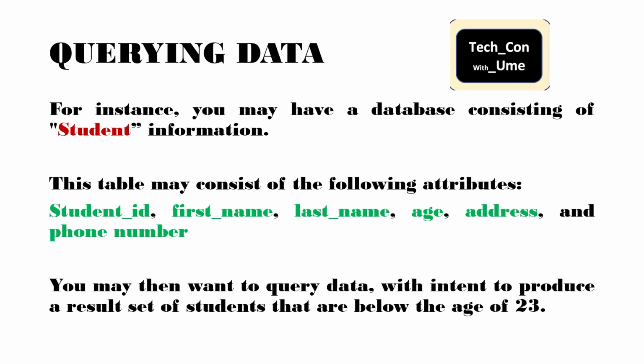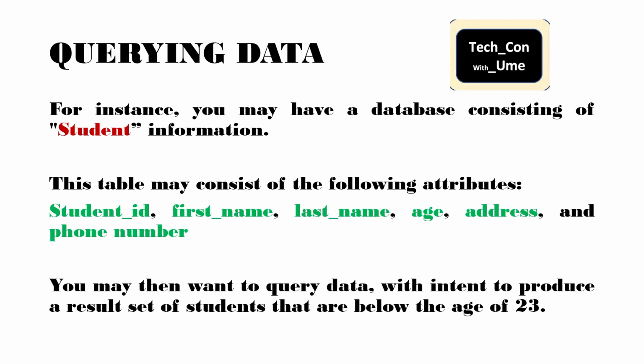For instance, you may have a database consisting of student information. Now, this student information will be represented in a table, perhaps called student. Now, this table may consist of the following attributes: student identification, first name, last name, age, address, and phone number.